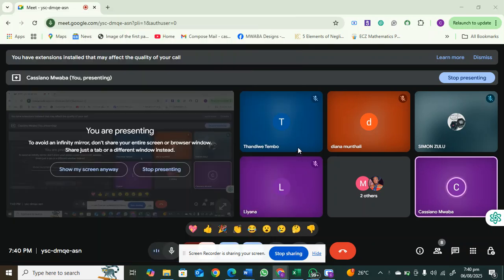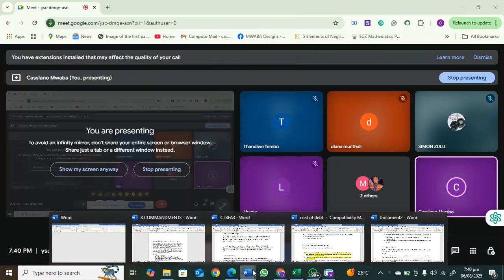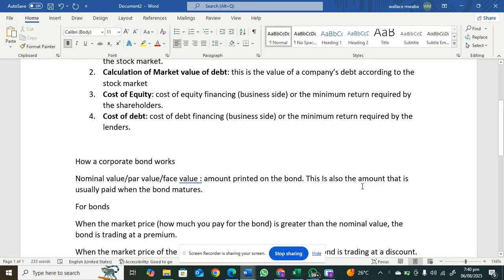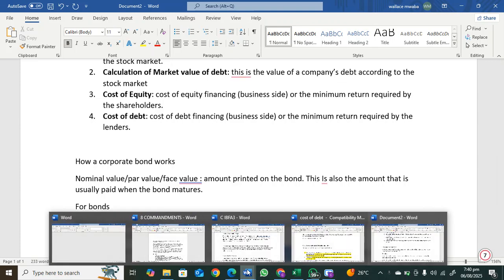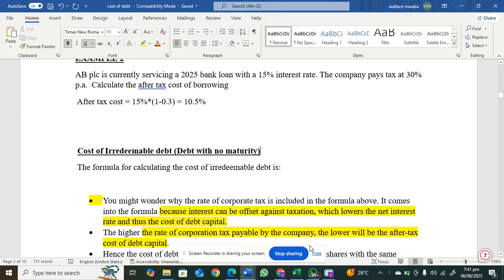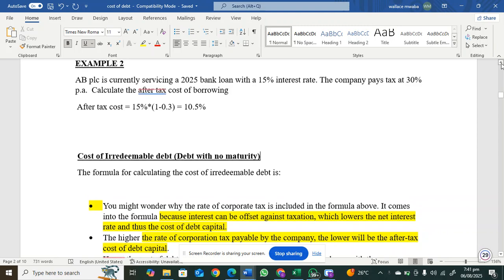Okay, so we're looking at the cost of debt, which tells us the cost of debt financing which a business incurs whenever they take on debt. The other way to look at it is as the minimum return required by the providers of the debt financing, or the lenders. That's what the cost of debt is.